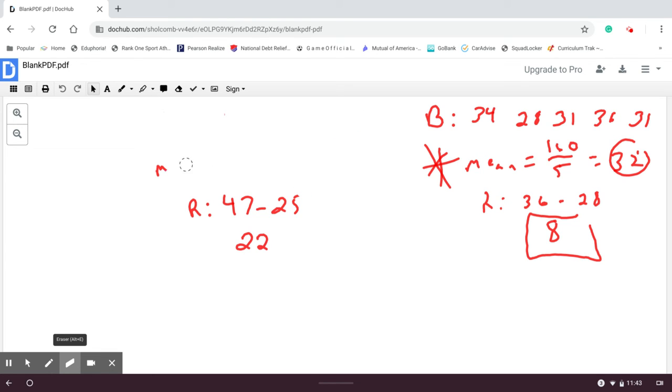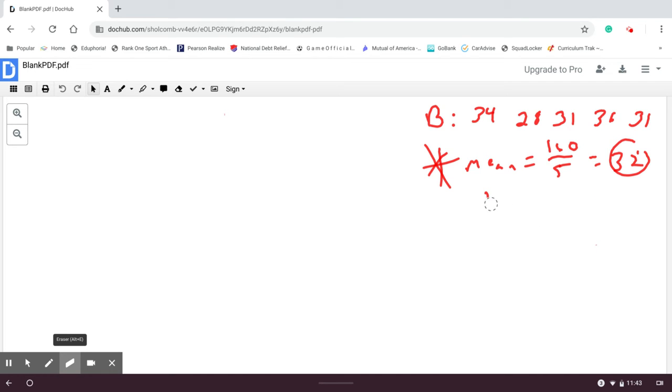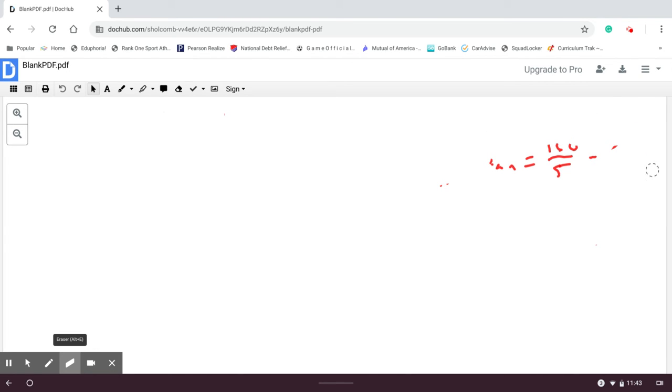All right, so let's erase this. And then let's talk a little bit about a graphical view of these types of problems, because you'll get some of these on your Math Excel and on your test as well. Here's what I mean by a graphical problem.